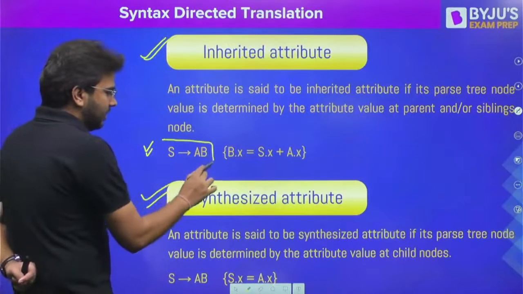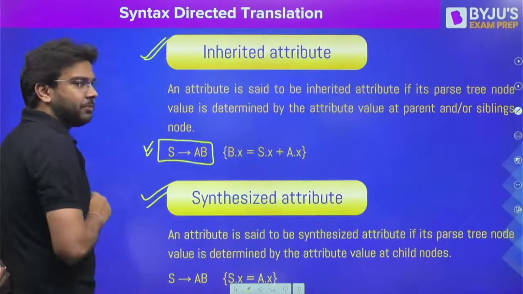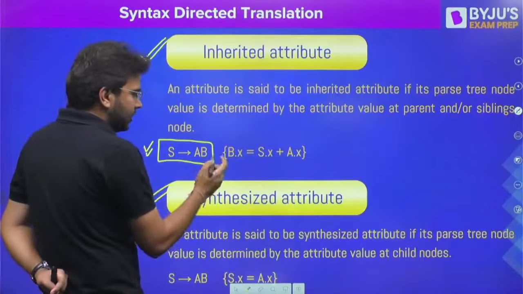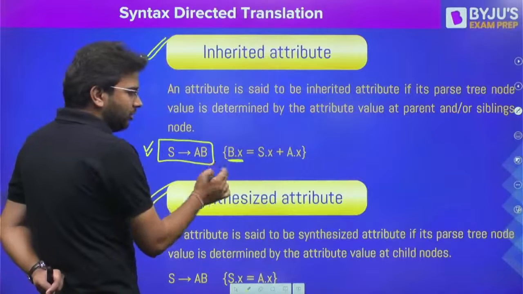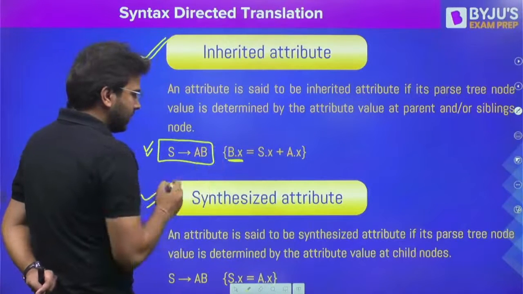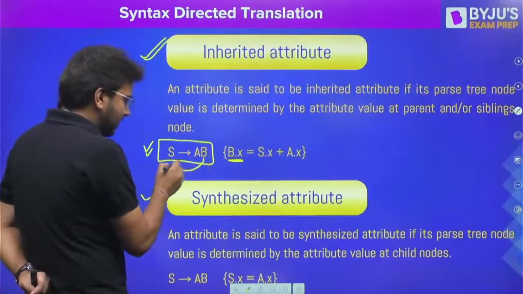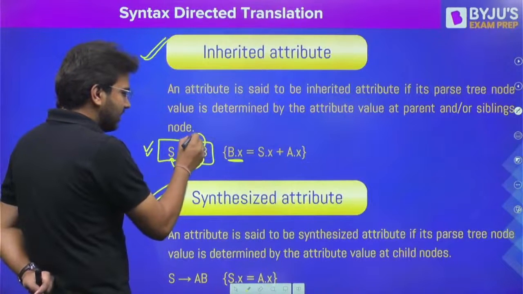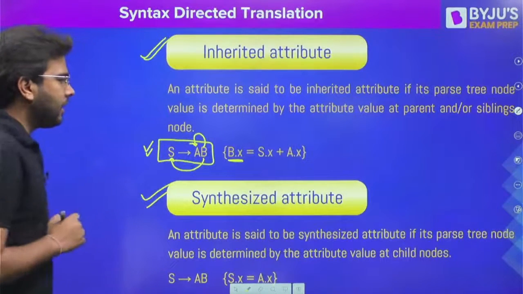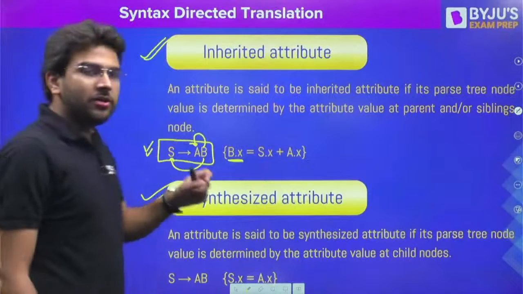S derives AB. Let's say this is the production given to you. Now here if you see, the attribute of B is taking the value from S and A, right? That means B is taking the value from S and B is taking the value from A. Clear?